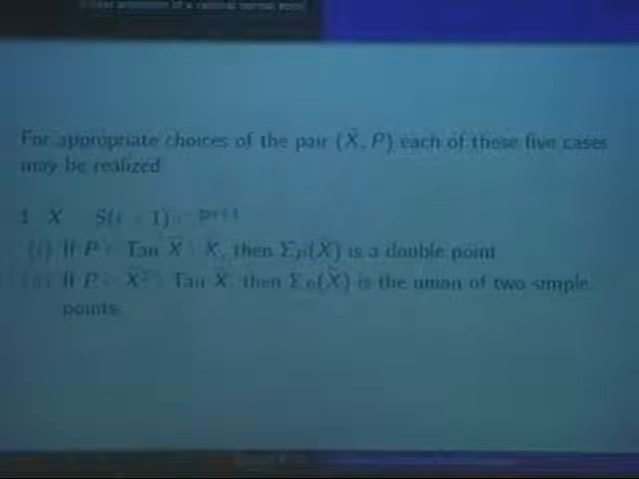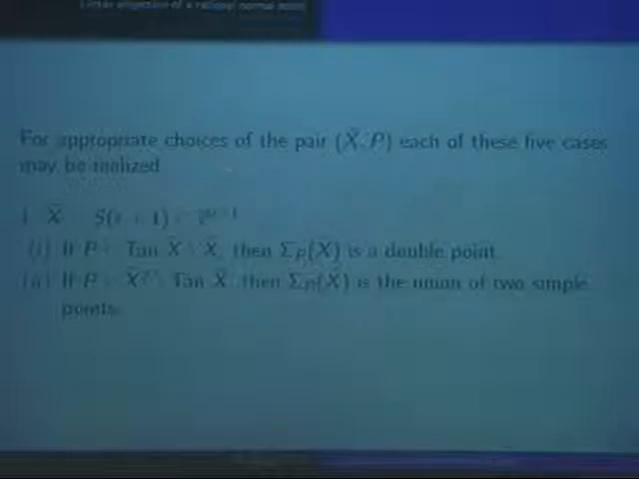Let me first explain that for any such kind of second locus described in the previous theorem, we can realize that second locus by choosing an appropriate pair of X tilde and the projection center P. If the second locus is a double point, then we can realize this example from the rational normal curve case. If we choose P inside the tangent variety, then the second locus should be a double point. And if we choose P outside of the tangent variety, then the second locus should be the union of two simple points.